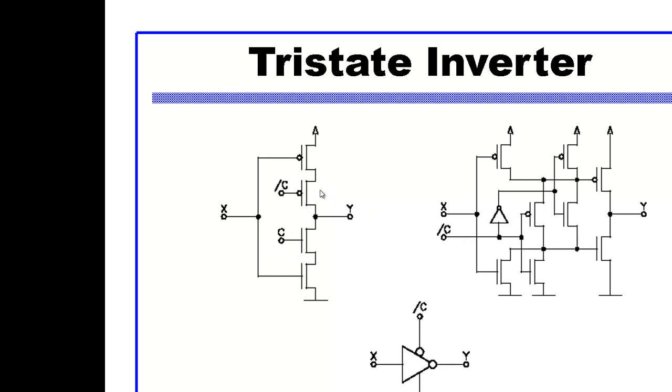So when C is zero and C bar is 1, the output will be in the high impedance state. What is the advantage, or the purpose, of having such a circuit, if you ask me?